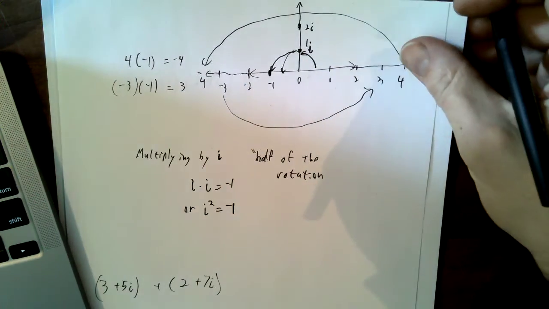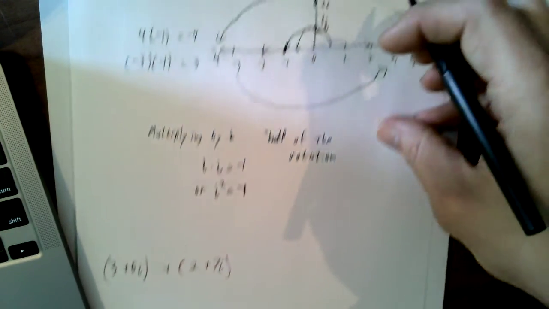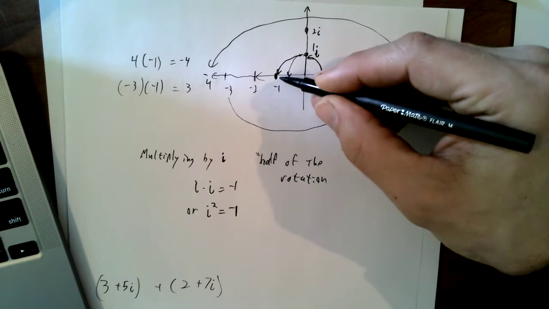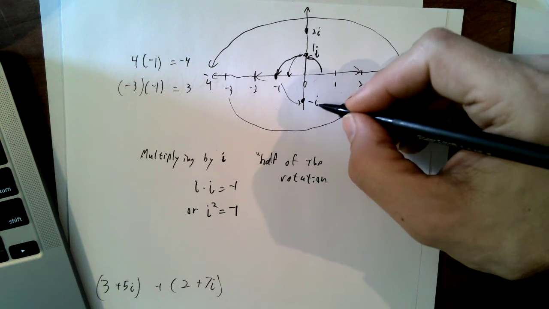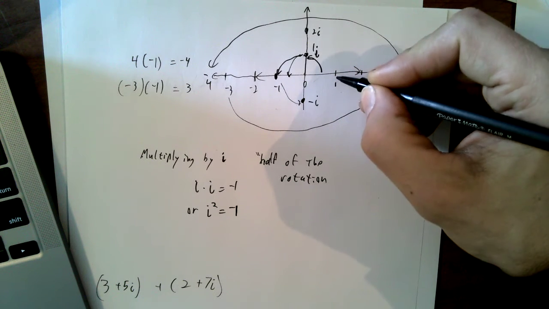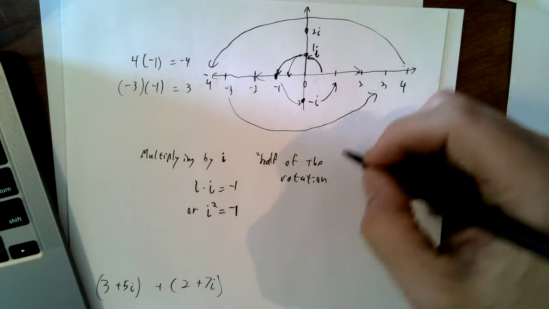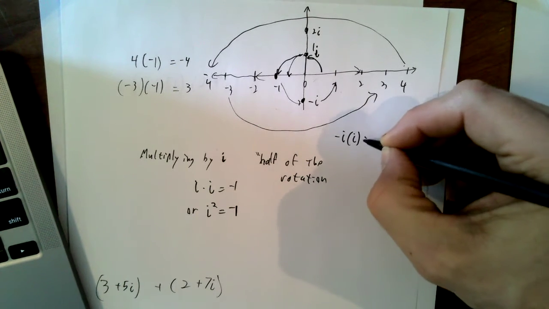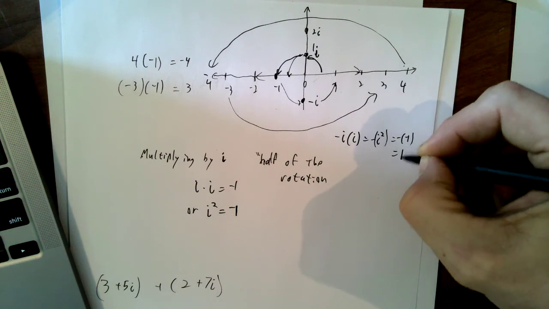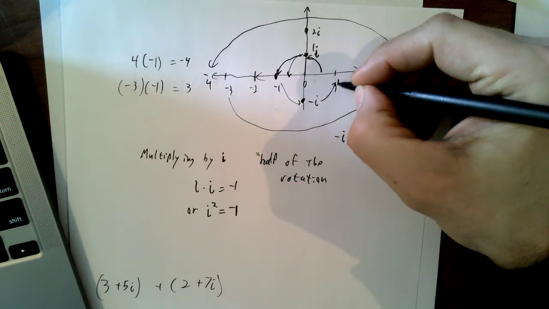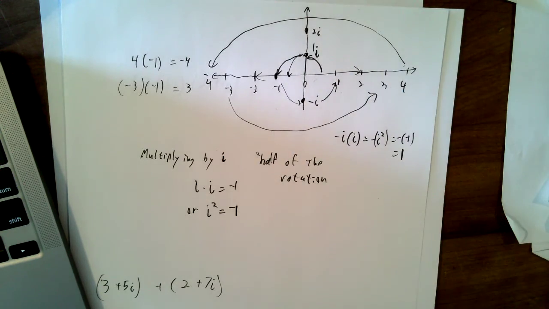That's where it gets the name: it's called an imaginary number because it's not on your number line. But then -1 times i brings you down here to -i. And -i times i would be -i squared, but i squared is -1, so we're back to +1 again, and we've come full circle. So multiplying by i is like a 90-degree turn, and you can keep track of powers of i that way.